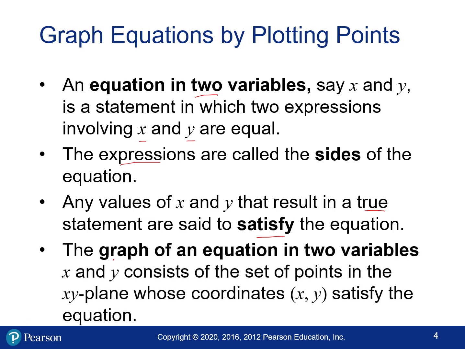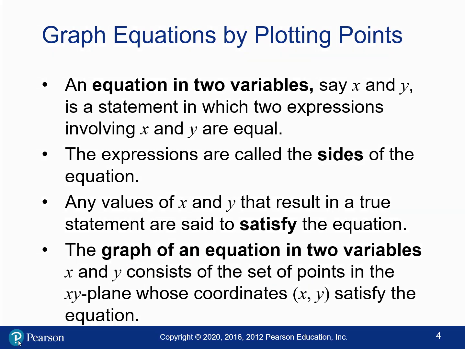And then the graph of an equation in two variables, x and y, is just the set of all the points in the xy plane, which we talked about in the last video. That's the Cartesian coordinate system or rectangular coordinate system, whose coordinates satisfy the equation. So pretty much it's all the points x comma y, where when you plug them into the equation, the left side of the equation equals the right side.